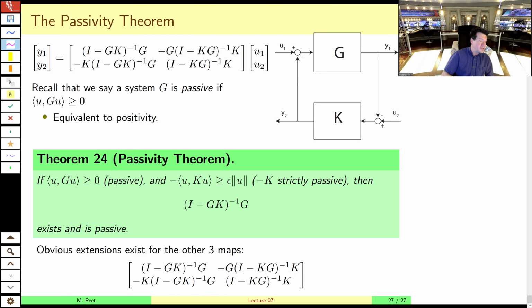And finally, we gave two conditions. We had H2, we had H infinity, and we had passivity, or positive realness. So passivity is more of a system property description, and positive real is more of a description of the transfer function properties. But they're synonymous.